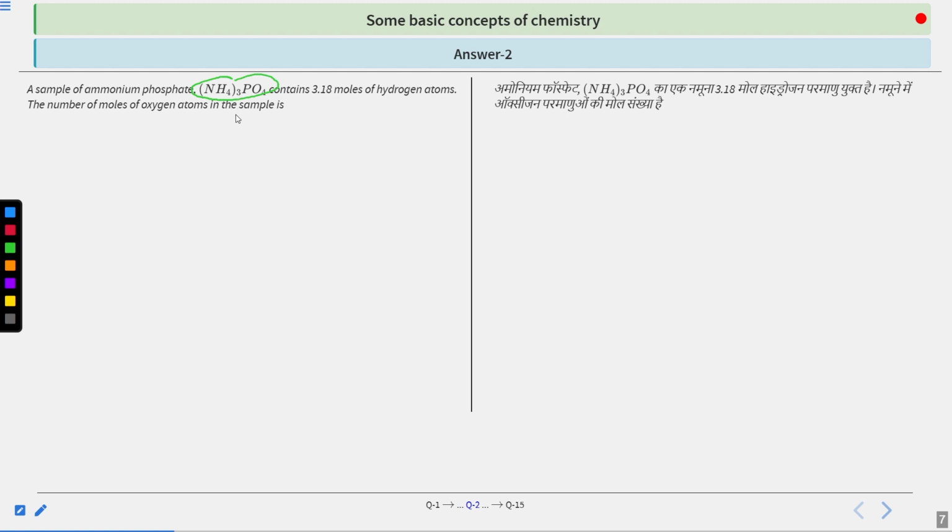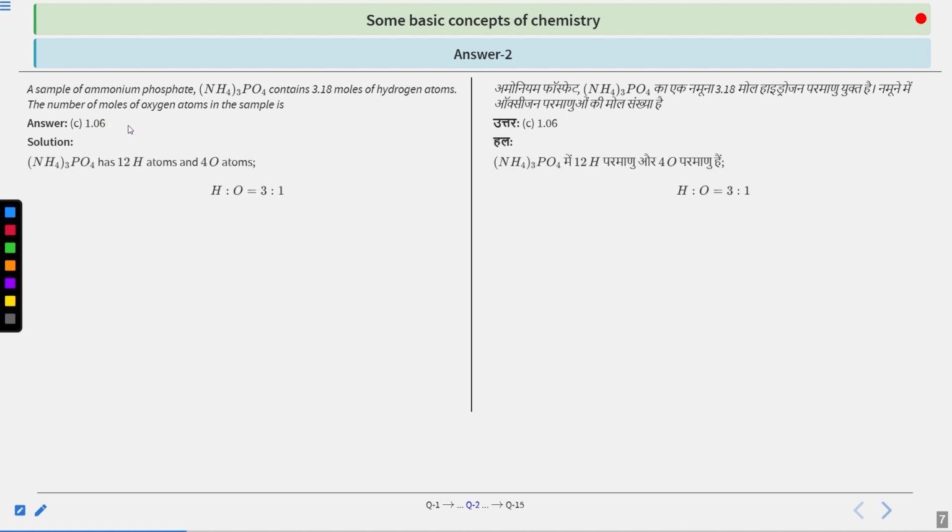Now it is said that this compound sample is taken, and in that sample we have 3.18 moles of hydrogen atoms. So the hydrogen content of that sample is given. Now, corresponding to that, what will be the oxygen atom content present in the sample? So we have to find that. The correct answer is 1.06.